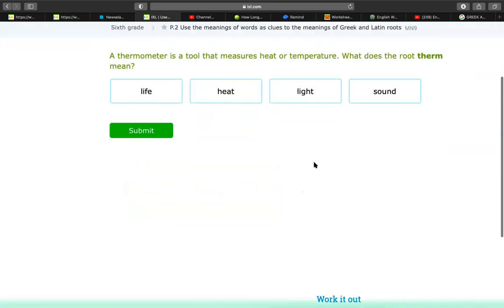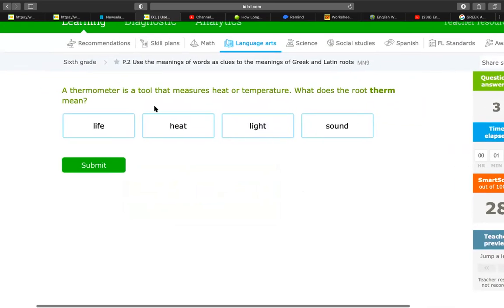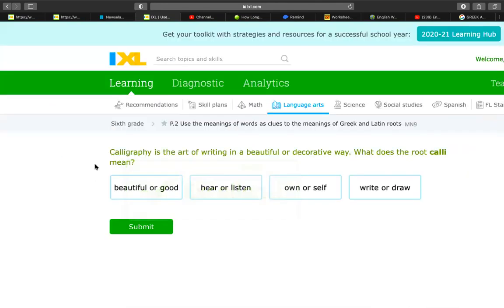A thermometer is a tool that measures heat or temperature. What does the root therm mean? Heat. Yeah, very good. Therm always is going to mean heat.